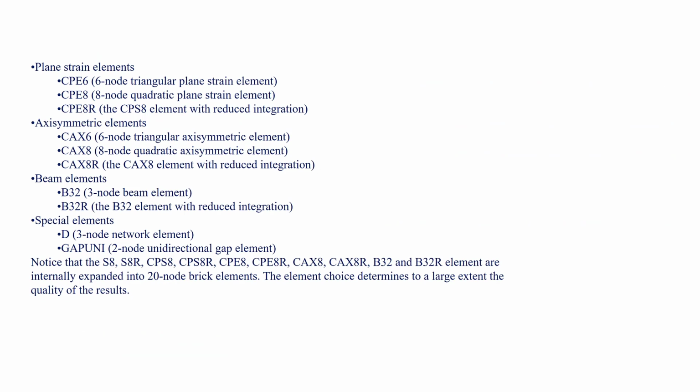Now we have the elements for plane strain. As I said, it is CPE6, CPE8 and CPE8R, which is reduced integration. For beams we have B32 and B32R, and special elements like D3 and so on. S8, S8R and CPS8, and even B32 and B32R elements are internally expanded into 20 nodes, like brick elements. Just remember all these elements.